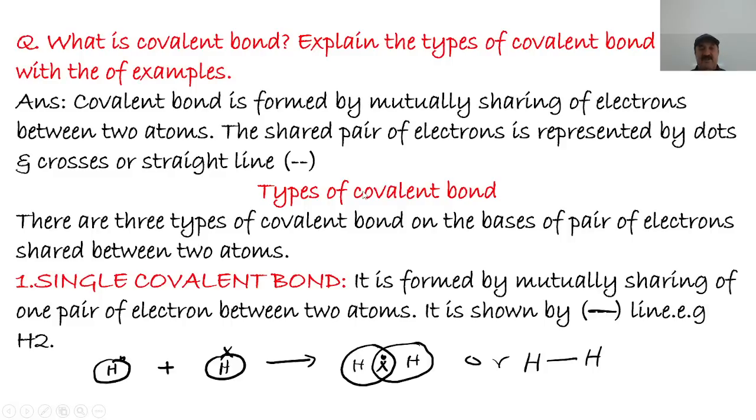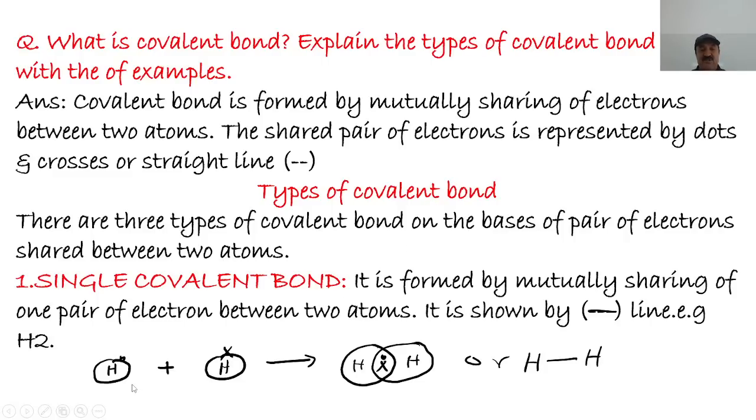Types of covalent bond. There are 3 types of covalent bonds on the basis of the pairs of electrons shared between 2 atoms. Number 1, single covalent bond. It is formed by mutually sharing of 1 pair of electrons between 2 atoms. It is represented by a single straight line.